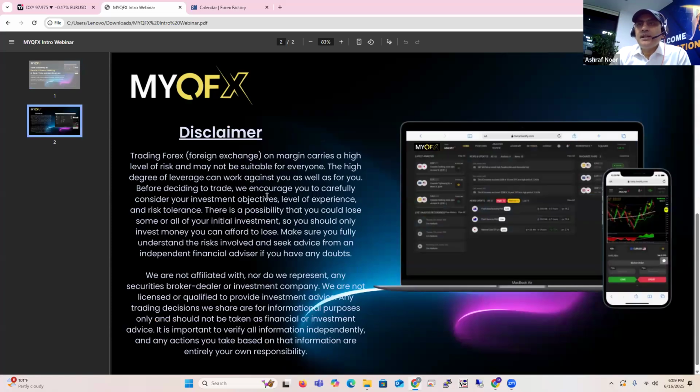And just a disclaimer, I'm just going to read the last paragraph and you can take a picture and read it later. We are not affiliated with, nor do we represent, any security broker, dealer or investment company. We are not licensed or qualified to provide investment advice. Any trading decisions we share are for informational purposes only and should not be taken as financial or investment advice. It is important to verify all information independently, and any action you take based on that information is entirely your own responsibility.